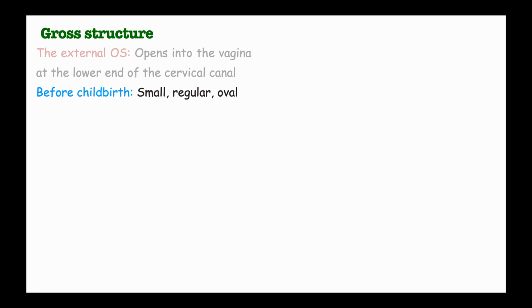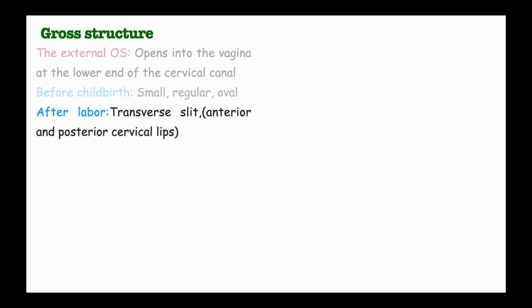And after labor, especially after vaginal delivery, the orifice of the external os is converted into a transverse slit that divides into what we call the anterior and the posterior cervical lips. I will show you a photo of it very soon.